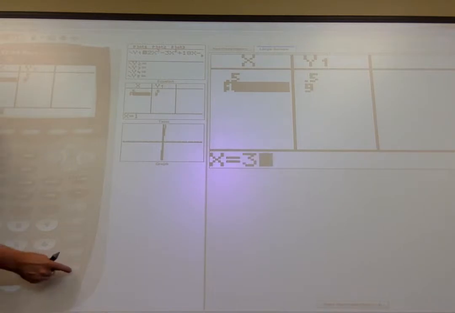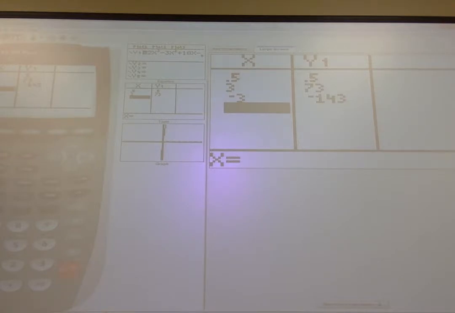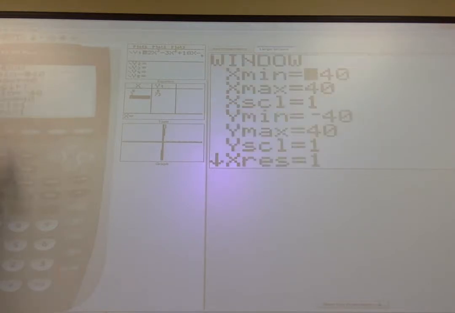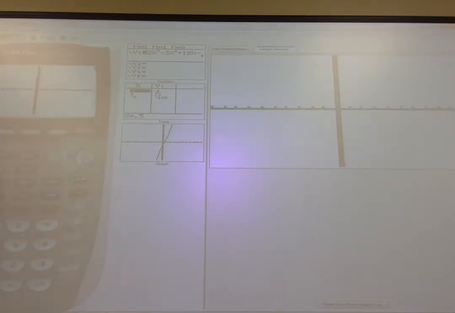But if I put in 3, if I put in -3, look at that. So I need to set my window maybe, what if I said -10 to 10 for x? But let's go way up and down. What if I said -100 to 100? That would be concave down, concave up. Good.